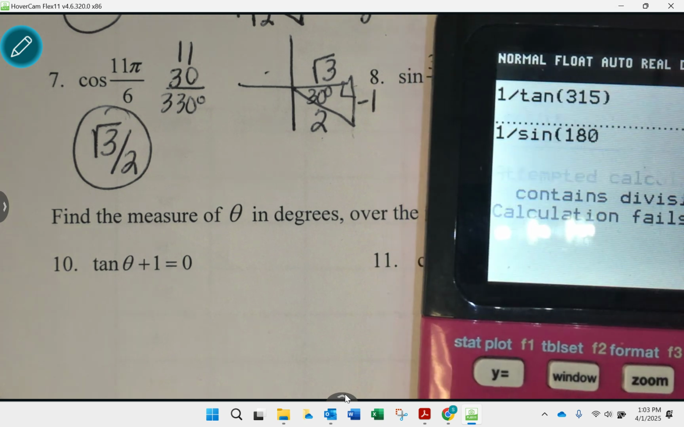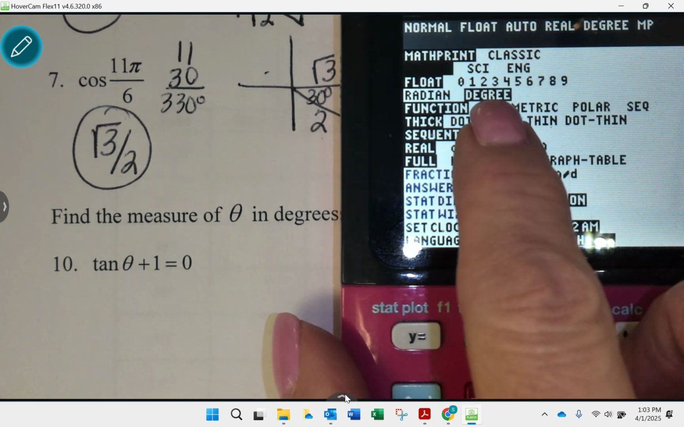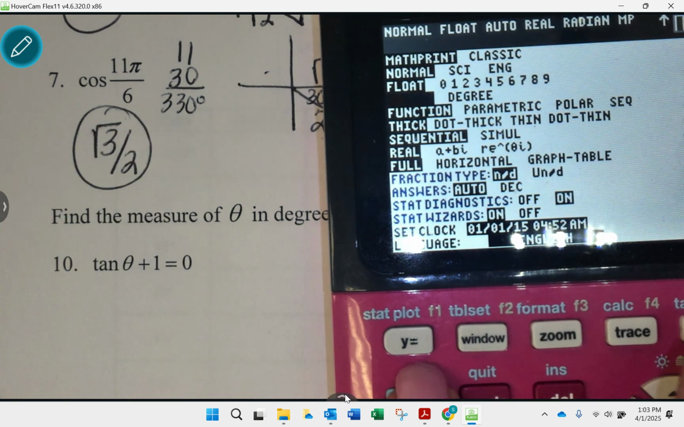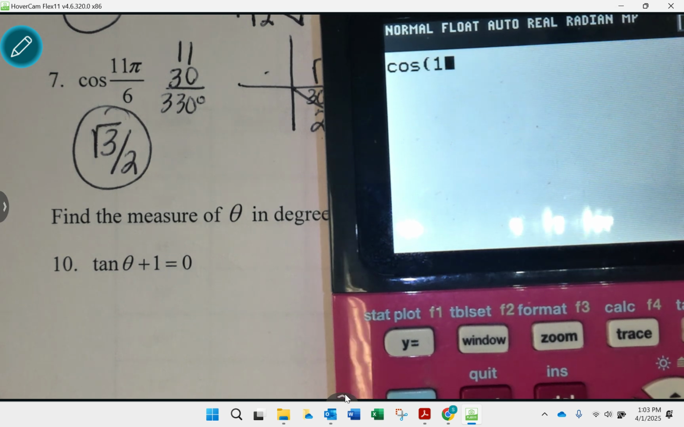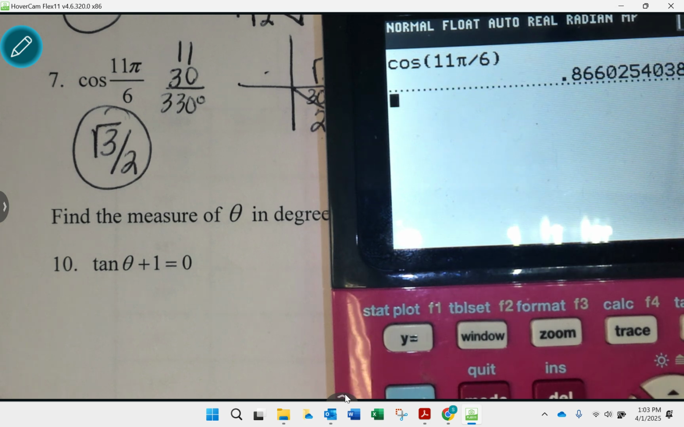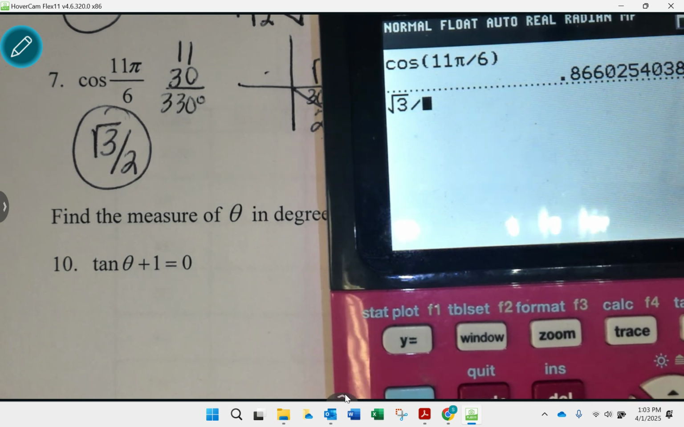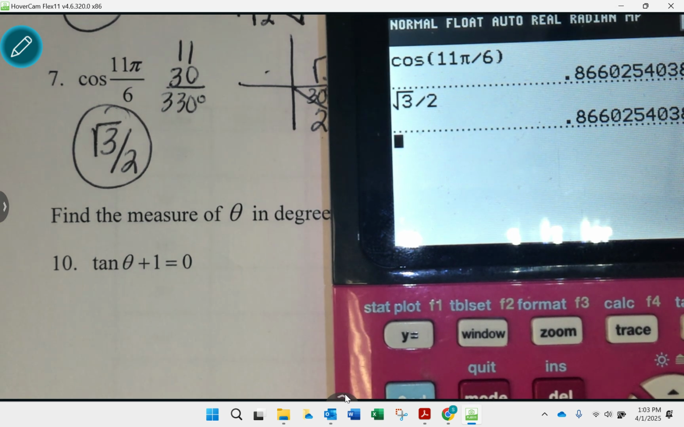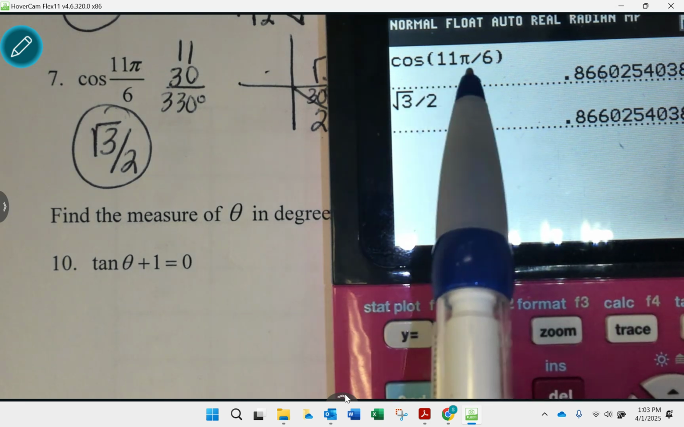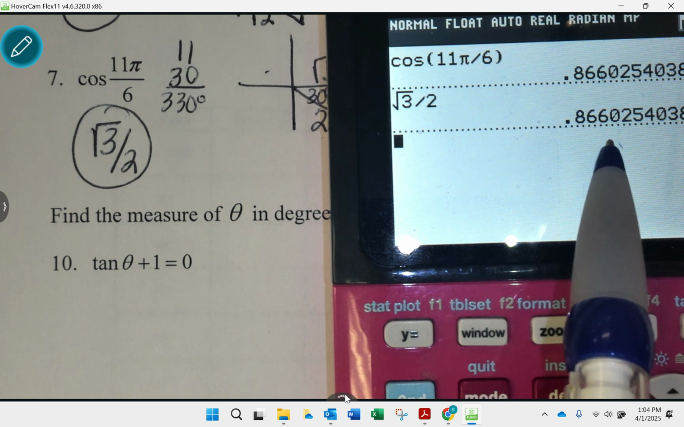Guys, if you want to check this one, you got to change your mode. Is my mode in degrees right now? Yes, so I need to change it to radians if I'm going to type in 11 pi over 6. So the cosine of 11 pi divided by 6 is this. Watch how this is the same thing as radical 3 divided by 2. See how they're exactly the same? The cosine of 11 pi over 6 is the same as radical 3 over 2. So we're correct.